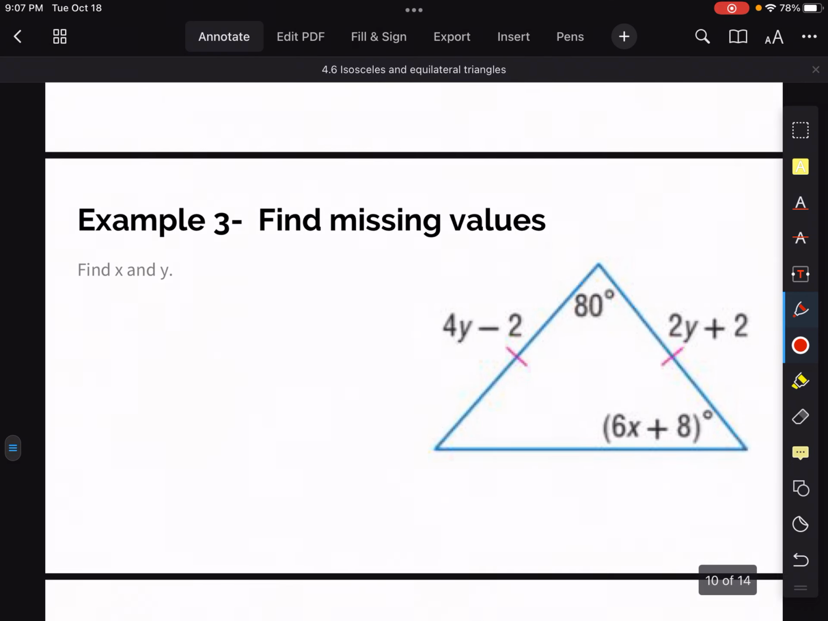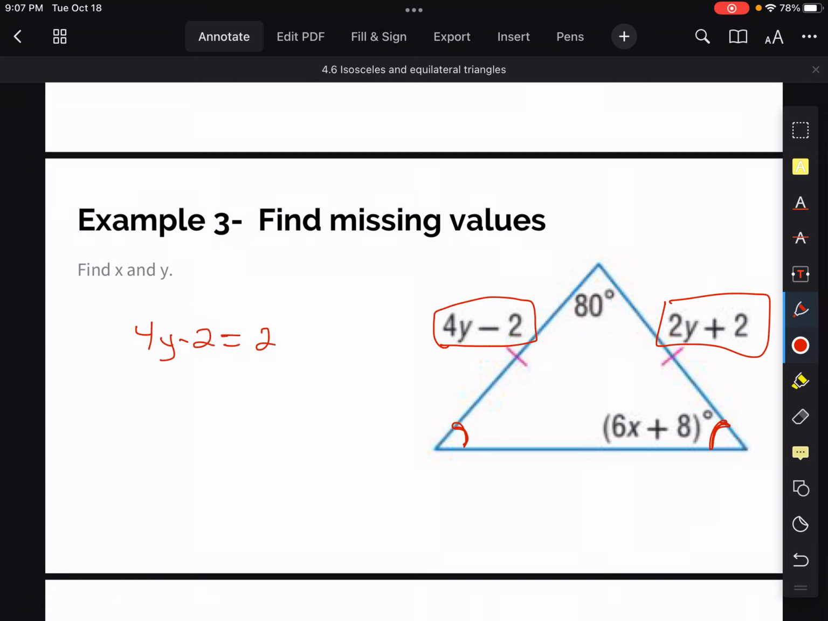Last example, example 3. It says find the missing values here. This looks to be an isosceles triangle. Since we know those two are the same, we know that these angles must be the same. So I know that about this. Since those are the same exact side length, then I know that this piece must equal this piece. So I'm going to just set those to equal each other. 4y minus 2 has to equal 2y plus 2 because they are congruent. And then let's just solve for y.